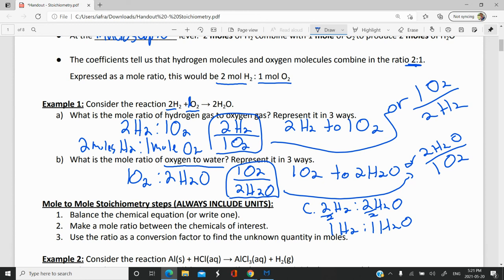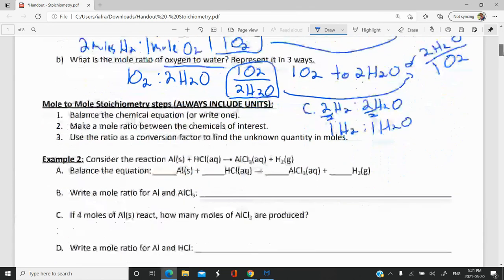So the idea is that if you had 2 H2s, you'd have 2 H2Os. Or if you had 4 H2s, you'd have 4 H2Os because they have that 1-to-1 relationship, right? But if you had 1 O2, it's a 1-to-2 ratio. So if we're looking at O2 here, 1 to 2, if you had 1 O2, you have 2 H2Os, and if you had 2 O2s, that's 4 H2Os because it's always a 1-to-2 ratio. The H2O is always double the O2. So I know I'm spending a lot of time on this, but that's super important to understand to move forward into the mole-to-mole stoichiometry problems.